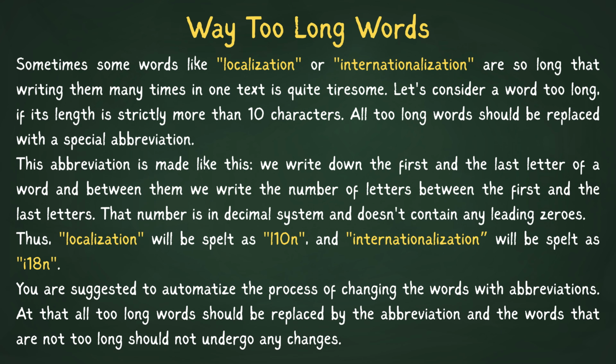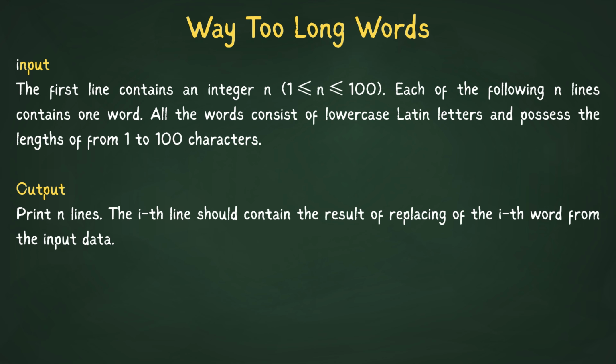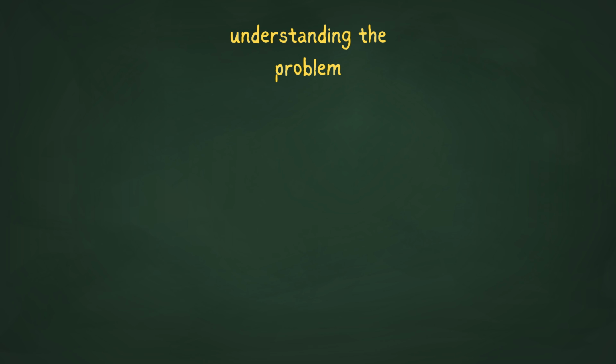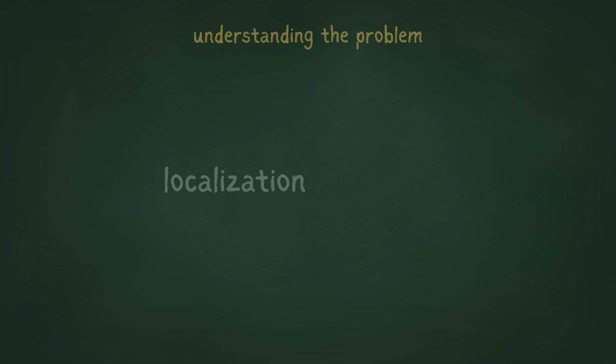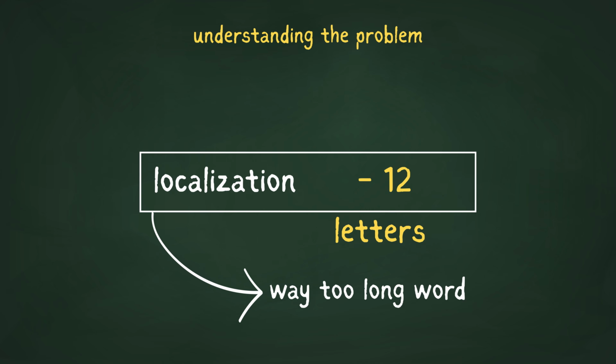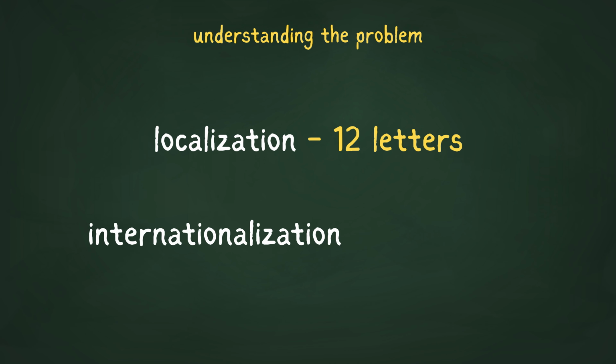In today's video, we are going to solve problem 71A of Codeforces. At first, let's understand the problem. Let's take a word, localization. Now, if we count the letters in the word localization, we will get 12 letters, which makes it a way too long word because the problem states that if any word is longer than 10 letters, the word will be considered as a way too long word. Similarly, internationalization is also a way too long word as it has 20 letters in it.